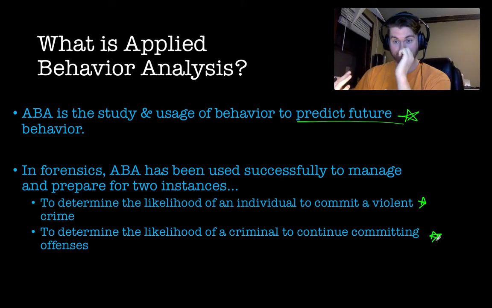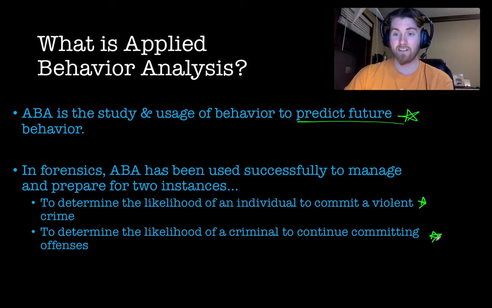So ABA is a first step into criminal psychology, trying to figure out exactly how and what caused a person to perform the behaviors they have, and then finally to use that understanding to decide whether or not that person is going to continue those behaviors or if they are set, done, finalized. So let's talk about ABA.